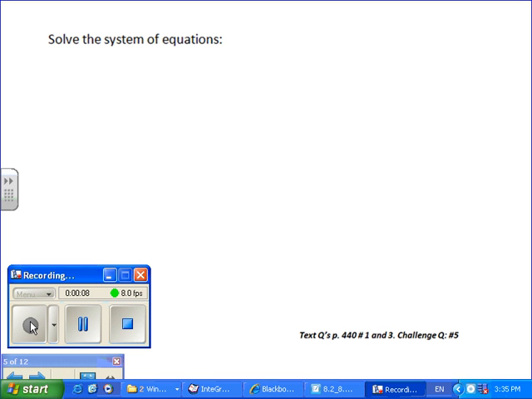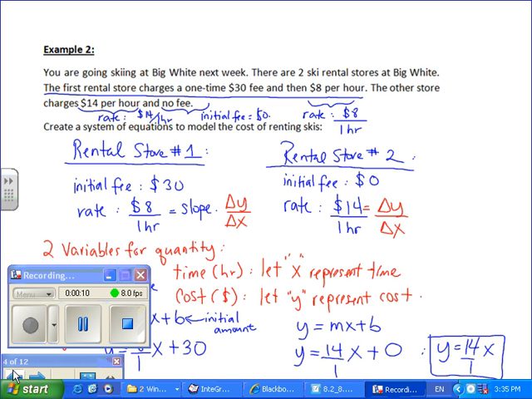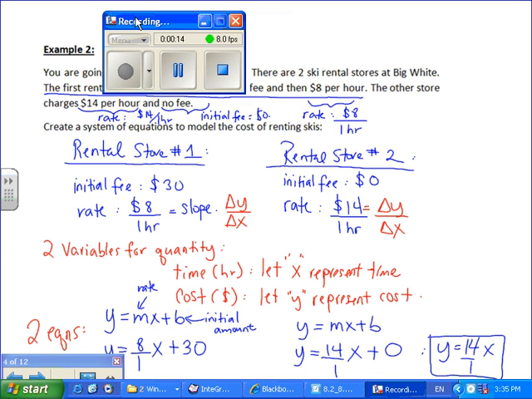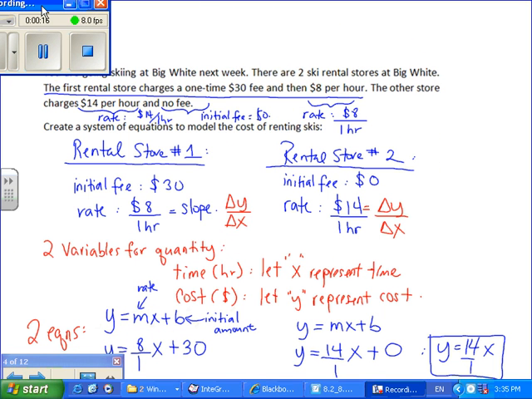We just finished a question where we were comparing two ski rental stores. They had different rates and different initial fees, and they both had constant rates of change. So we had two linear equations that we could write, and that's what we did.